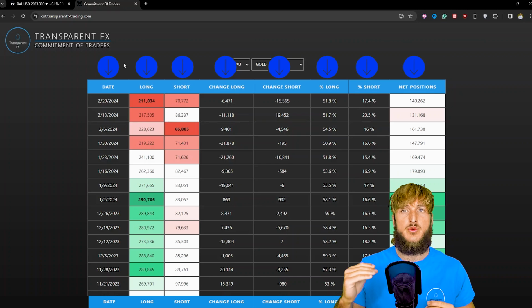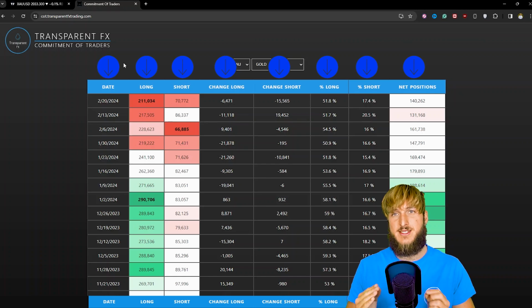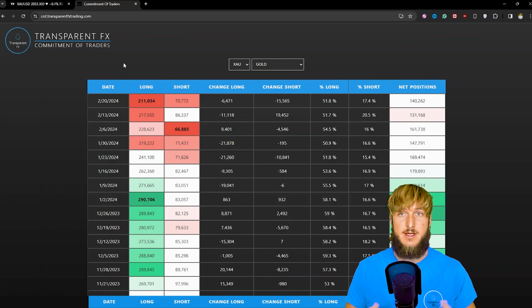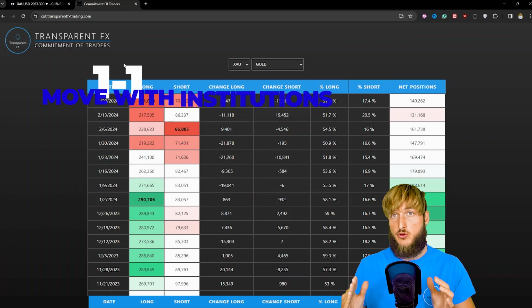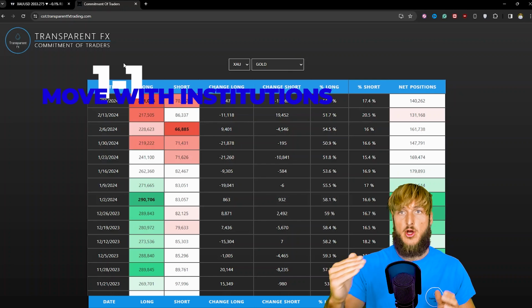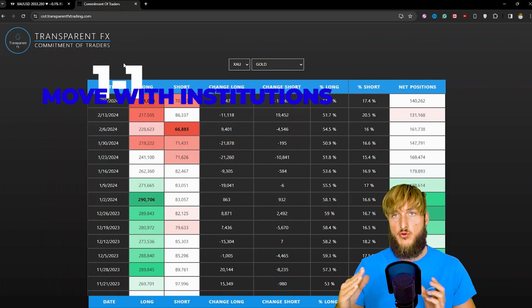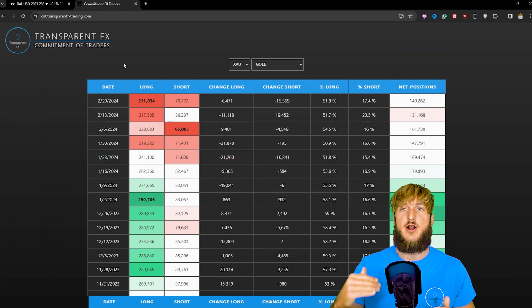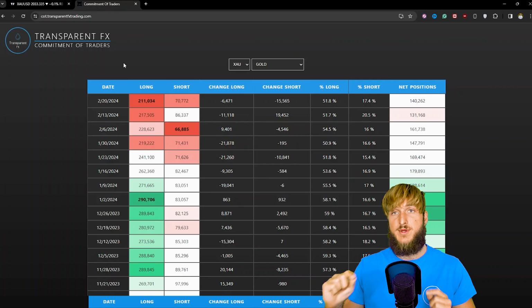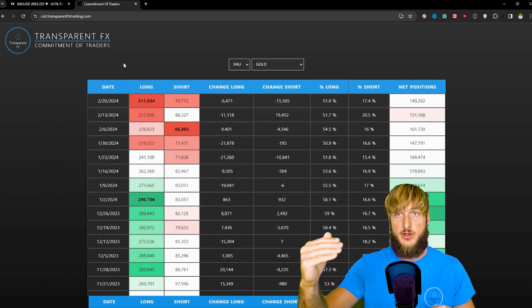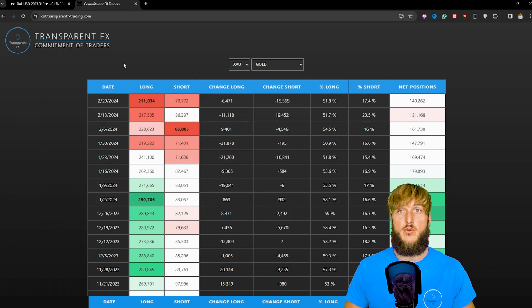So if you're looking to scalp gold, especially on such a low time frame, such as the 5 minutes time frame, you definitely want to be looking to trade only in the direction of where institutions are moving their orders. So if they are longing gold, you want to be scalping gold only in the long direction. So you will be only looking for buy orders.